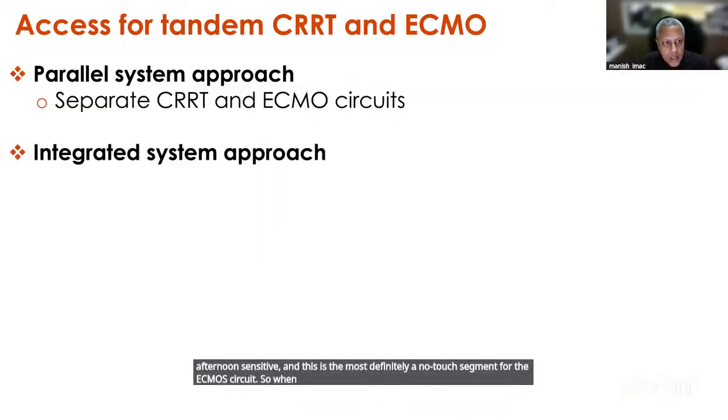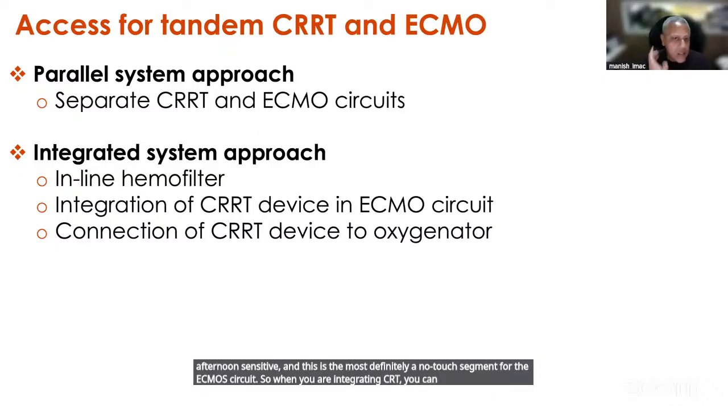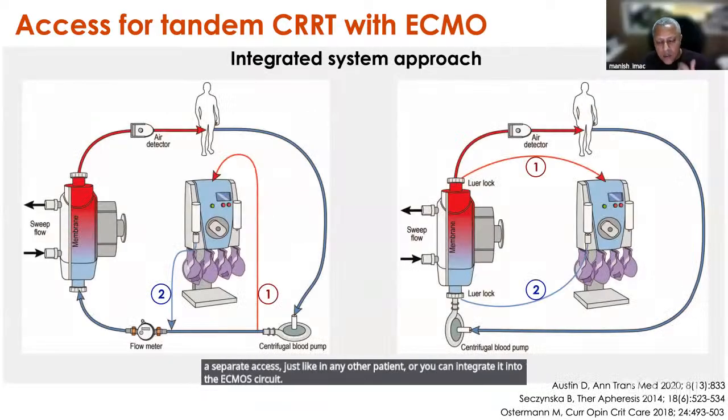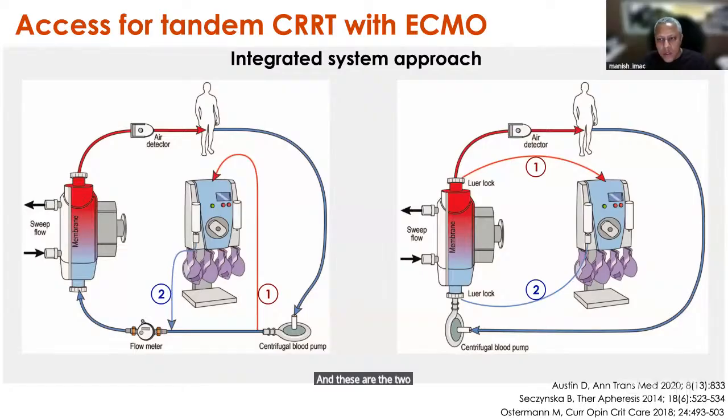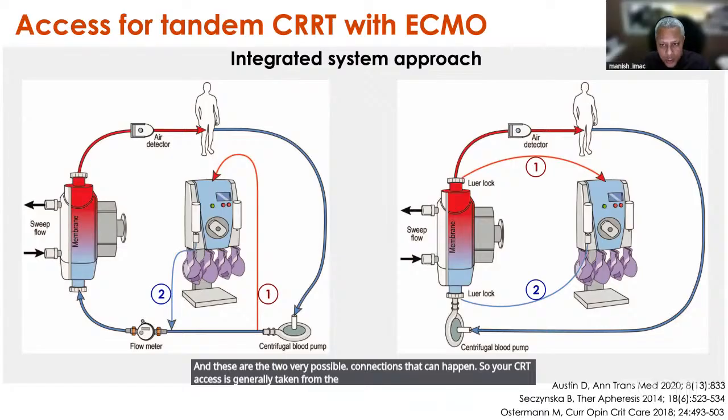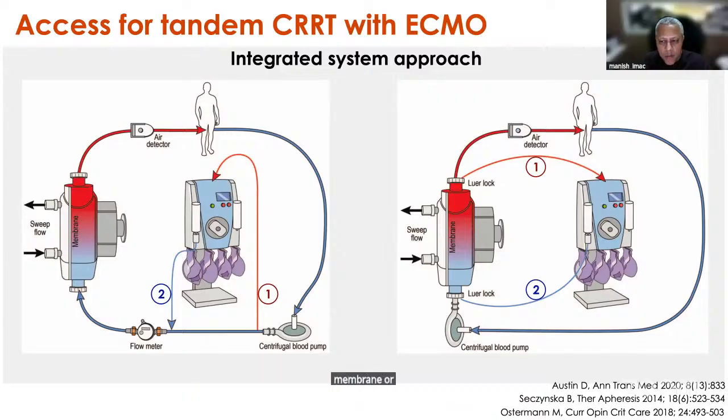So when you're integrating CRT, you can either run CRT through a separate access, just like in any other patient, or you can integrate it into the ECMO circuit. And these are the 2 very possible connections that can happen. So your CRT access is generally taken from the post-pump, post-oxygenator segment. And the CRRT return is always and always done pre-membrane or pre-oxygenator membrane, and hopefully in the post-pump segment.